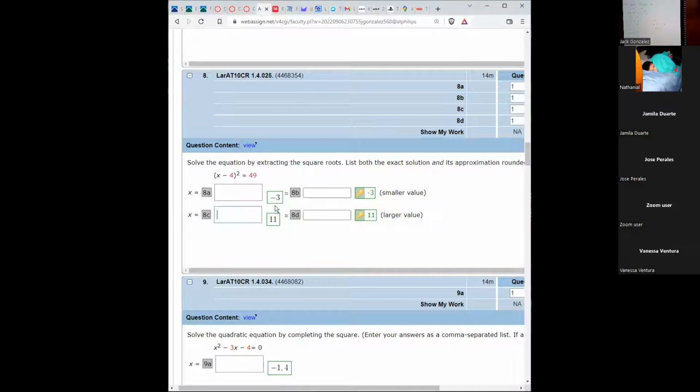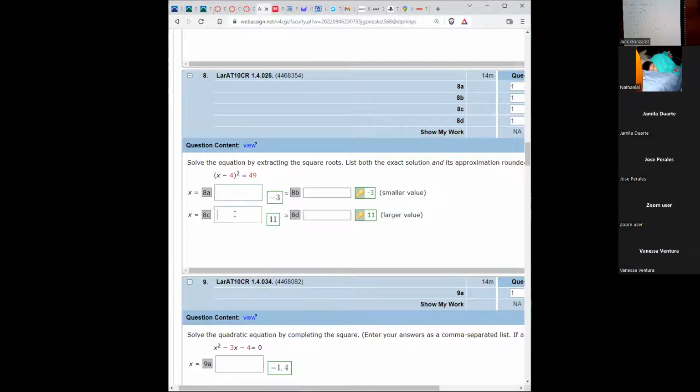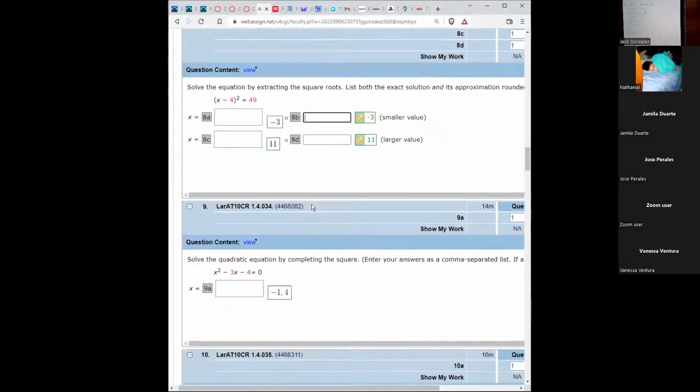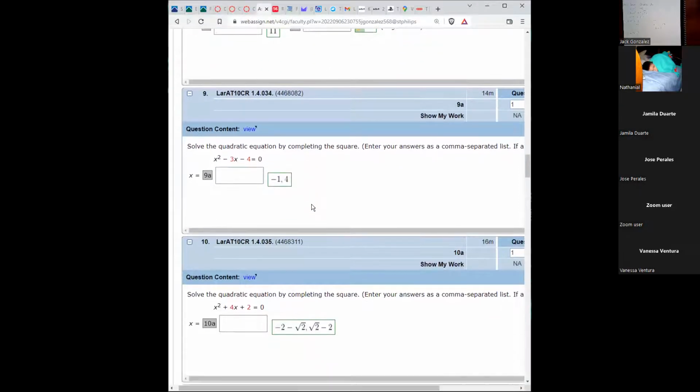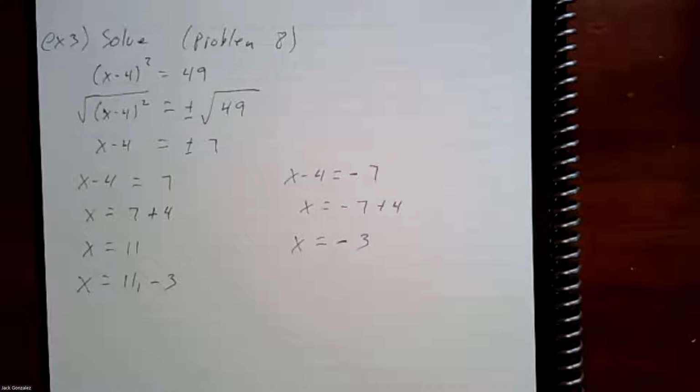Sometimes you go with a square root plus a number, so they have an approximation. If you had to approximate, you would put in the exact solution here, and then you would punch it in a calculator and get a decimal and put that here. That's what they're asking for. Any questions on example 3?